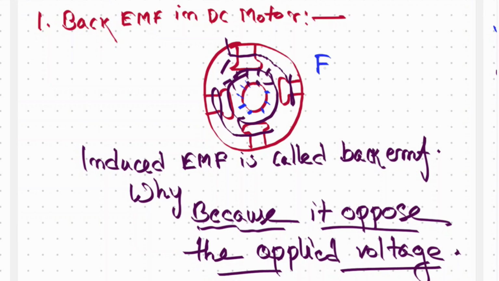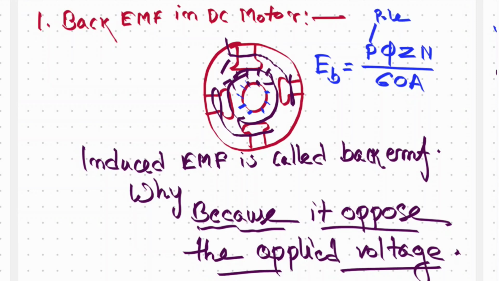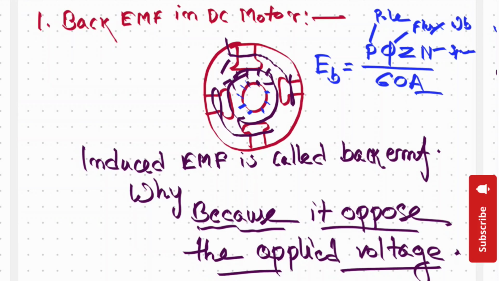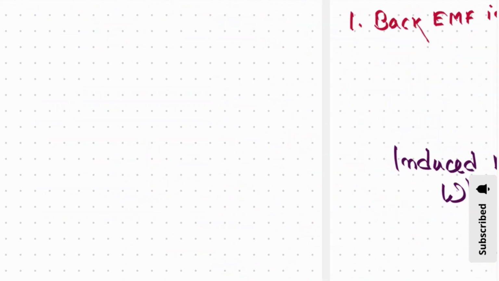And this Eb, the back EMF, is equal to P phi Z N by 60A. Here P is the number of poles, phi is the flux in Weber, Z is the total number of armature conductors, N is the speed, and A is the number of parallel paths in the armature. Okay, this is the definition of back EMF. Now we will see why it is important.